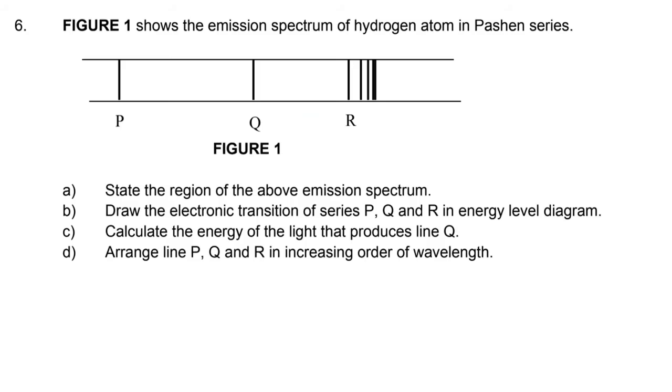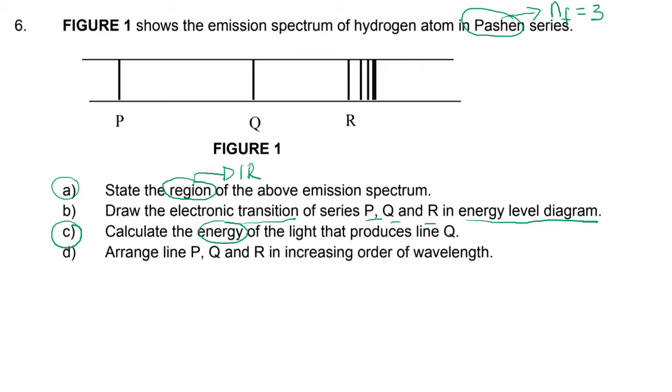Okay, question number 6. Figure 1 shows the emission spectrum of hydrogen atom in Paschen series. Once we look at Paschen, we have the idea that n final equal to 3. A: state the region. The region for Paschen series is infrared. Please don't use short form in your answer. Okay, and then question B, we need to show the transition for lines P, Q, R in energy level. So we hold this question first.